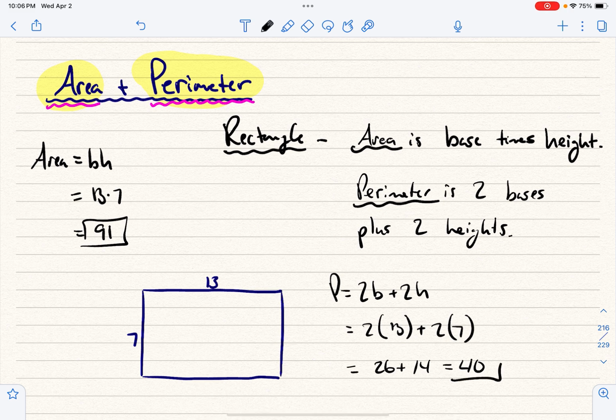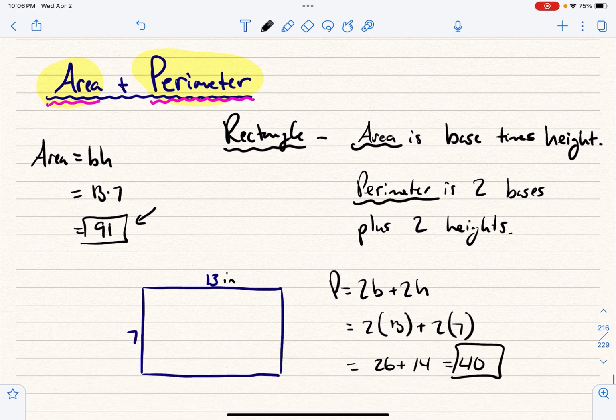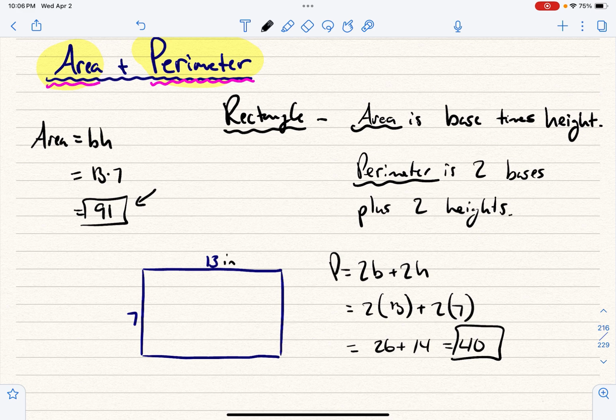Now, when I do these, if I said 91 what, you should say 91 square units. If I had put inches or centimeters or something like that, you could say 91 square inches, 91 square centimeters, 91 square miles. But when it comes to perimeter, it would just be the length. So it's 40 inches, 40 miles, no square.